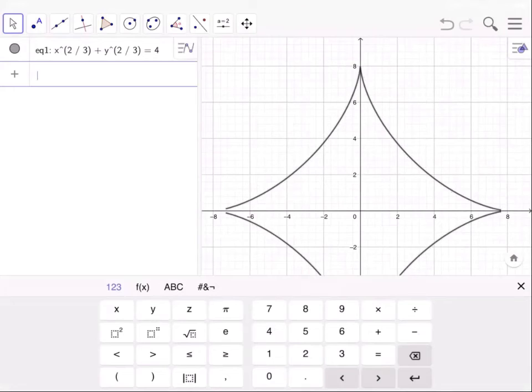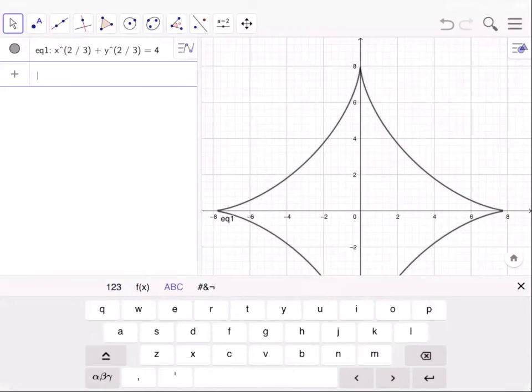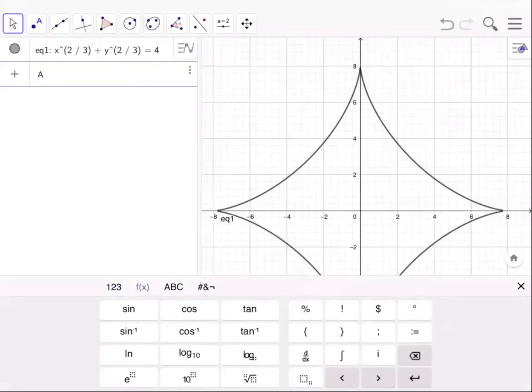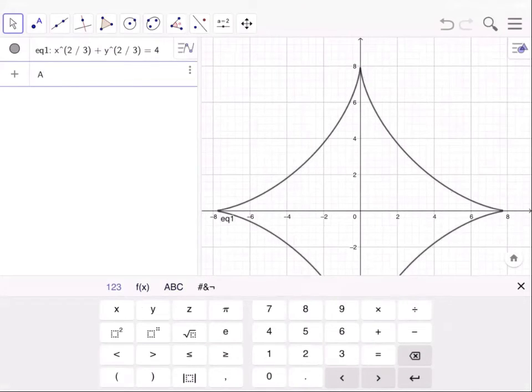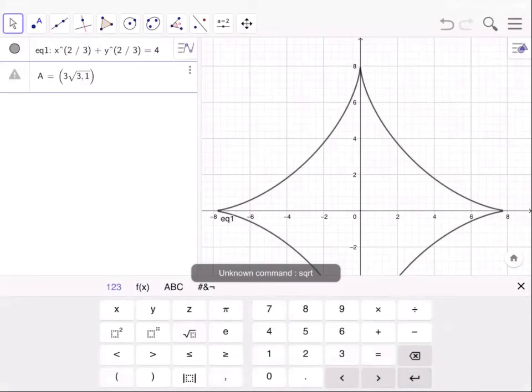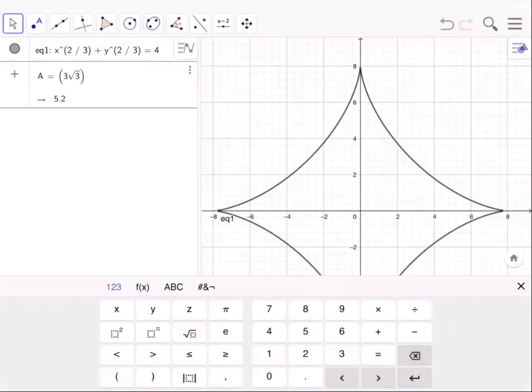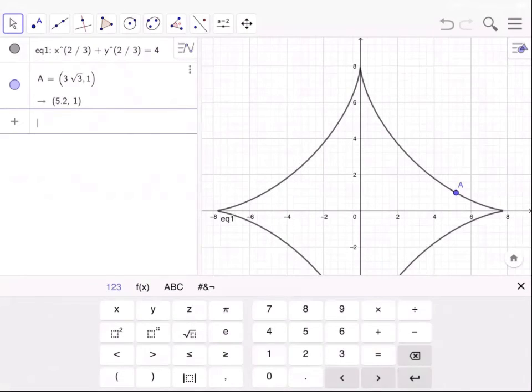And now let's plot the point where we are working. So the point A, which is equal to 3 square root of 3, 1. Oops. There you go. So here is the point where we are trying to find the tangent. And let me plug in what we found. Let's see if the computation is correct.